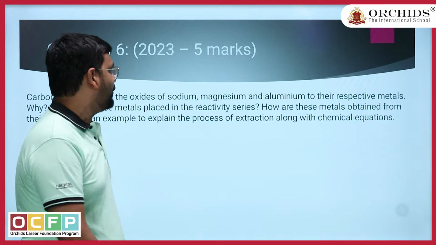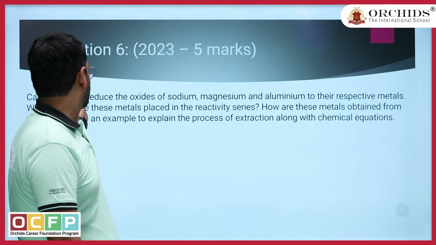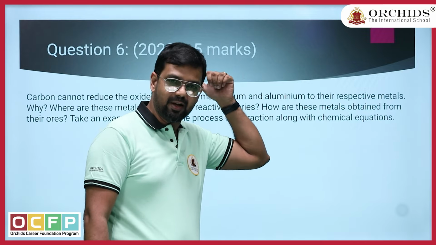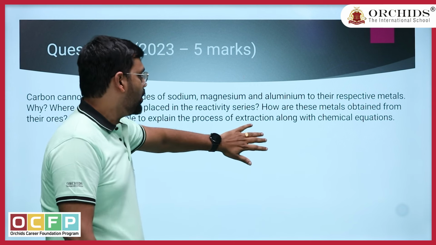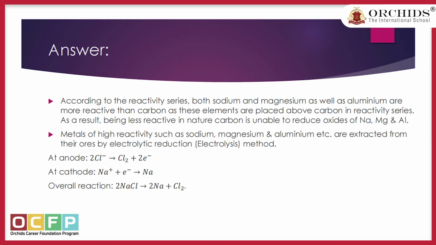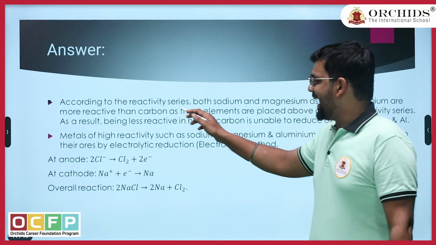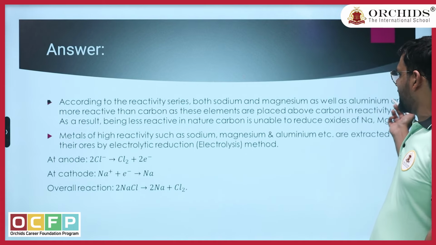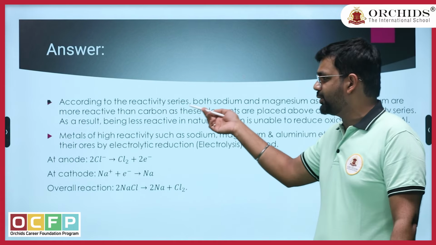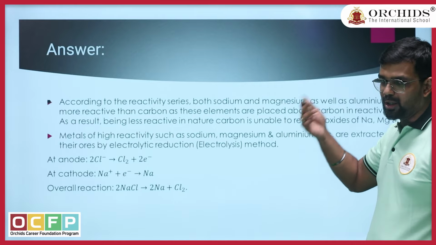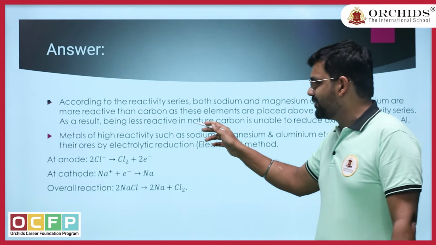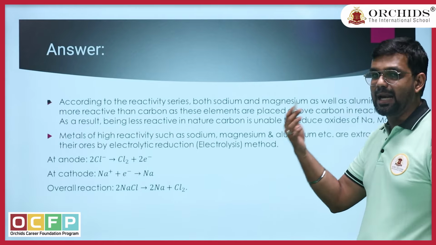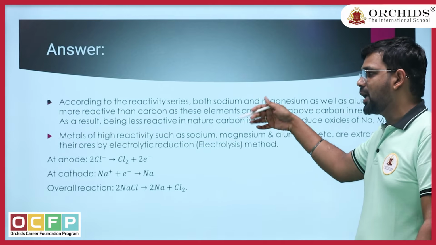So you can't go with the reduction of carbon with these metals, which we have even discussed in the previous problems. So the statement should be: according to the reactivity series, sodium, magnesium as well as aluminum are more reactive than carbon, and these elements are above carbon in the reactivity series. Because of this less reactive nature of carbon, it cannot displace them from their oxides. That should be your statement.